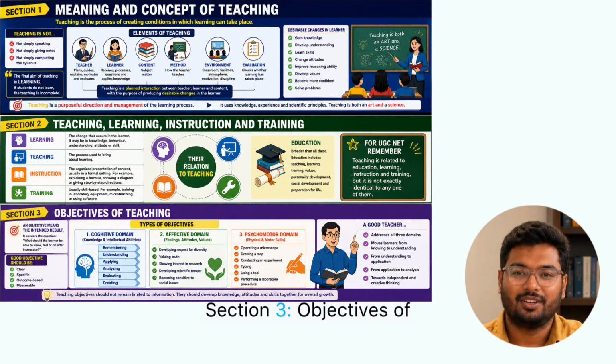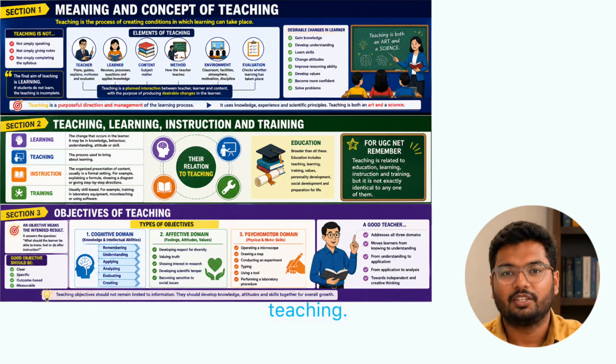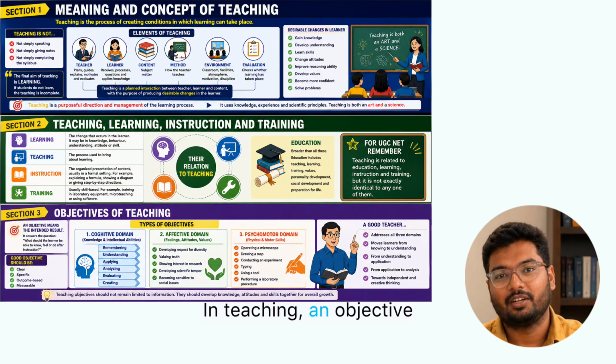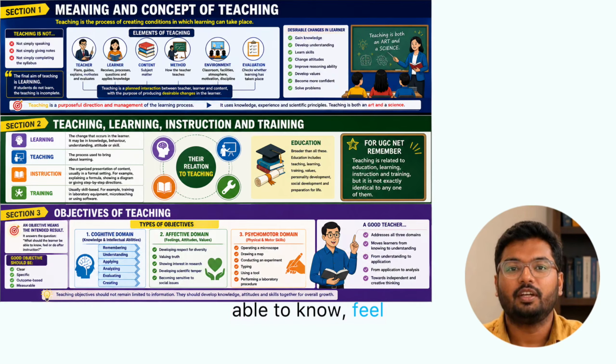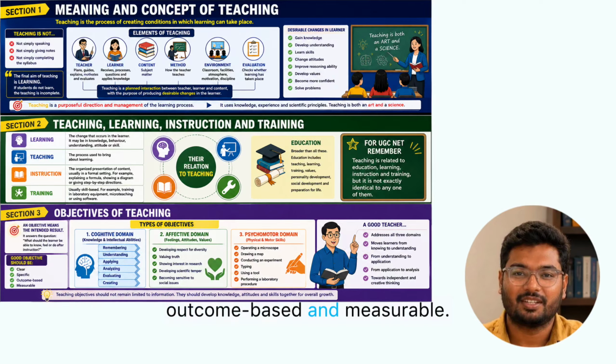Section 3. Objectives of teaching. Now let us discuss the objectives of teaching. An objective means the intended result. In teaching, an objective answers the question: what should the learner be able to know, feel, or do after instruction? A good teaching objective should be clear, specific, outcome-based, and measurable.